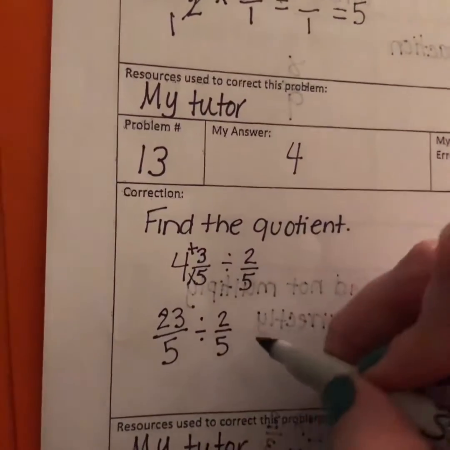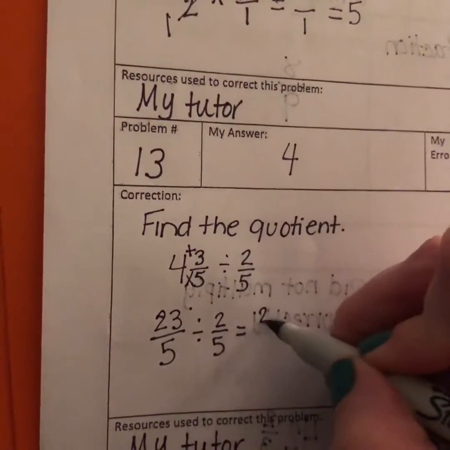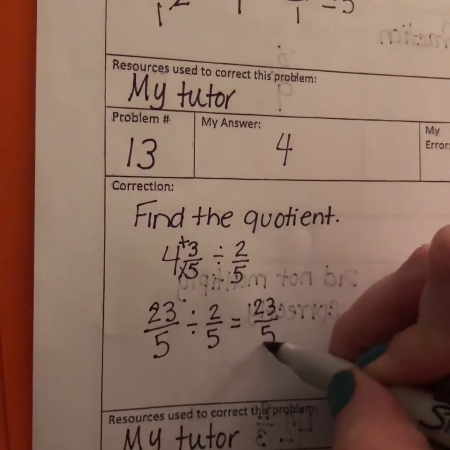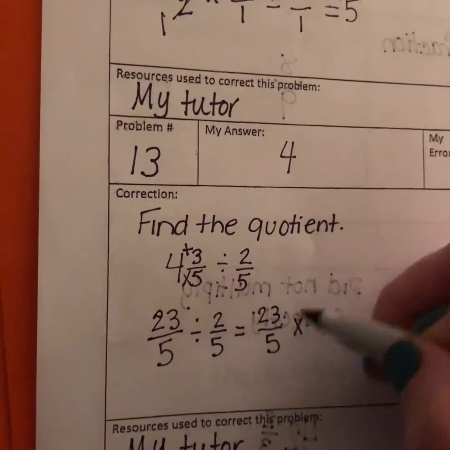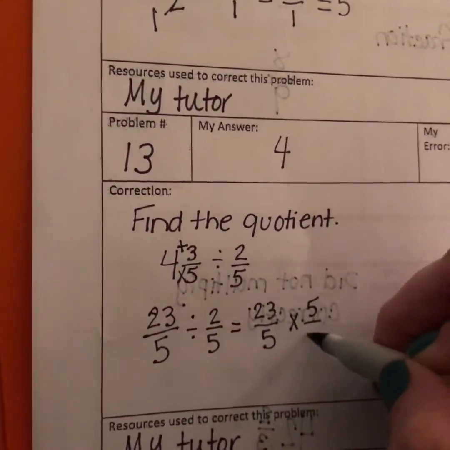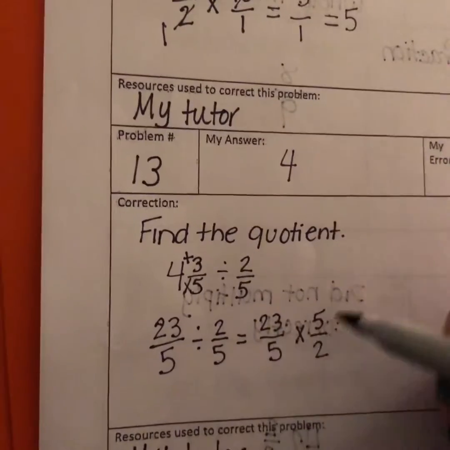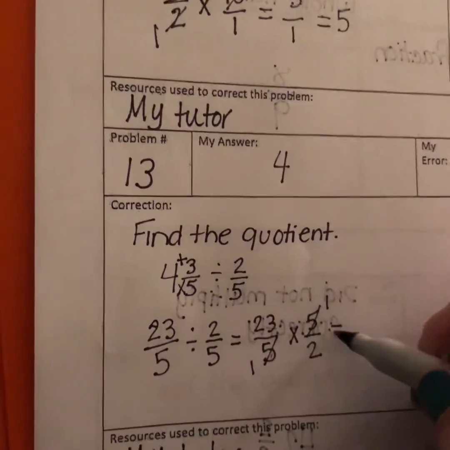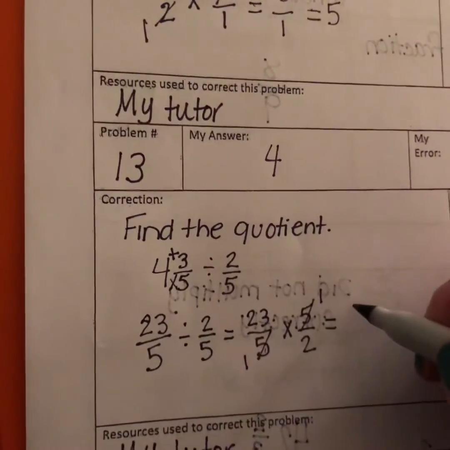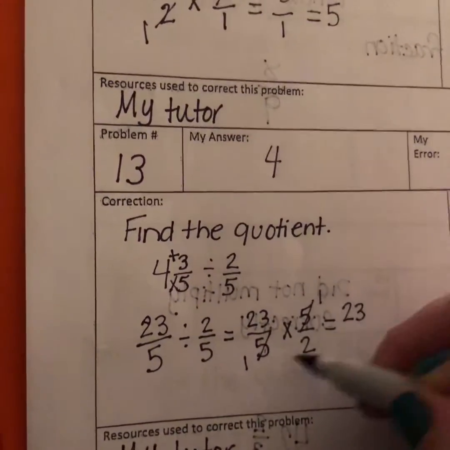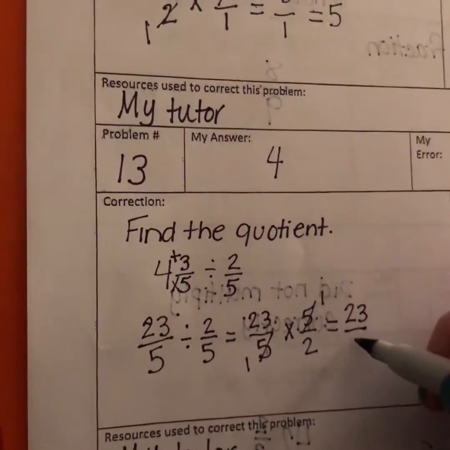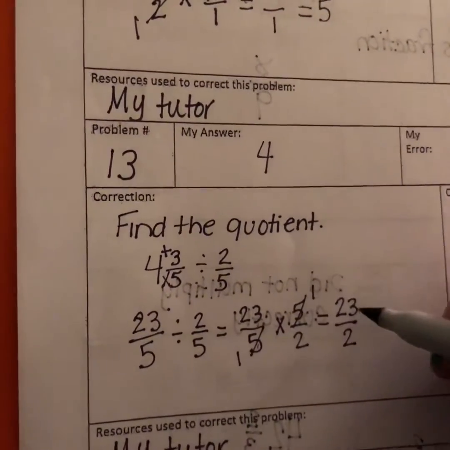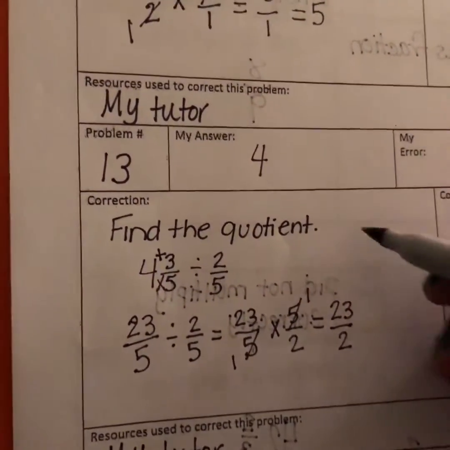Now we need to keep, change, flip. Keep 23 over 5, change to multiplication, flip to 5 halves. Okay, I can simplify with the 5s, make both of those a 1. And now we have 23 times 1 is 23. 1 times 2 is 2. Now we're going to do 23 divided by 2.